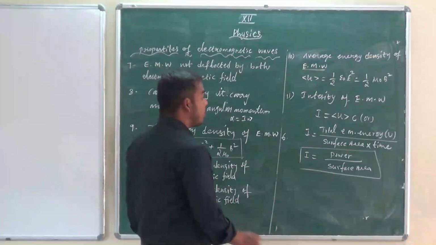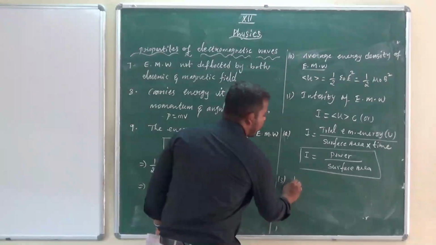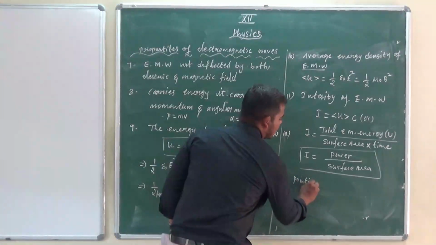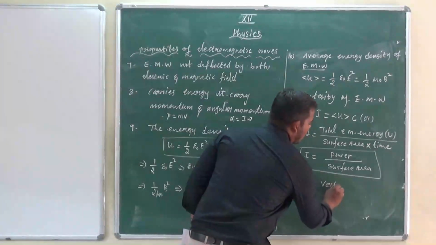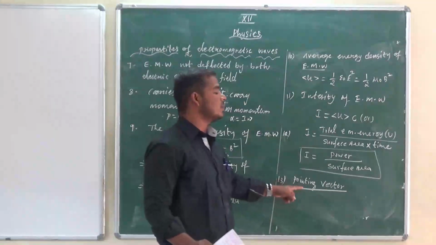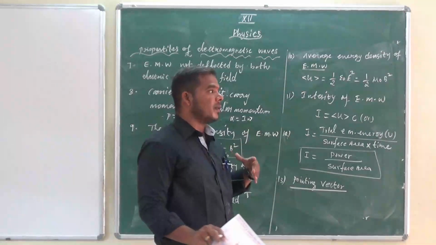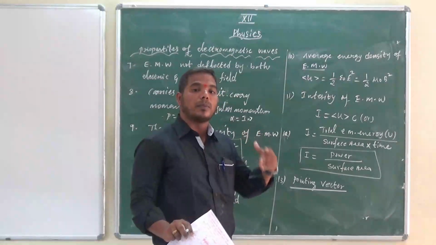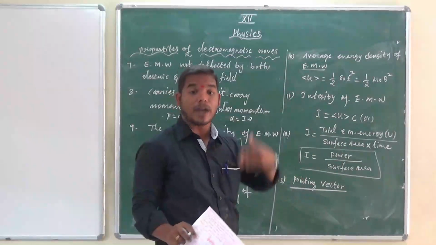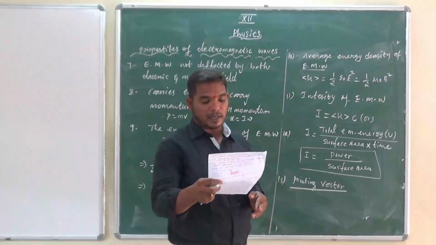Next, a very important point, the 13th point: the Poynting vector. What is the use of the Poynting vector? Why do I call it very important? The Poynting vector denotes how electromagnetic waves propagate from one point to another point. So we definitely need the Poynting vector.